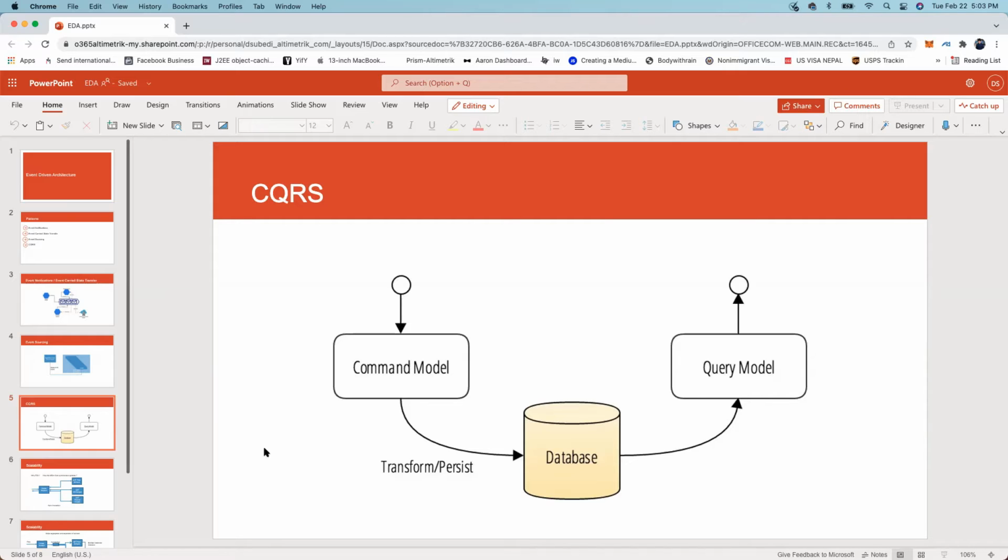So this is the last pattern in event-driven architecture. This pattern is used in combination with event sourcing, and it just means that you write the data in a way that is different from how you read the data. In some scenarios where you have more writes or more reads, you want to separate them from each other so that you can scale them independently, right? That's the basic idea of having this separated out.